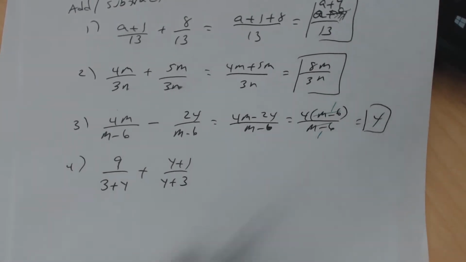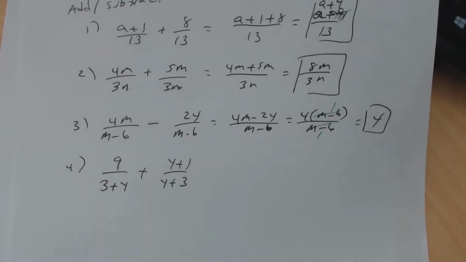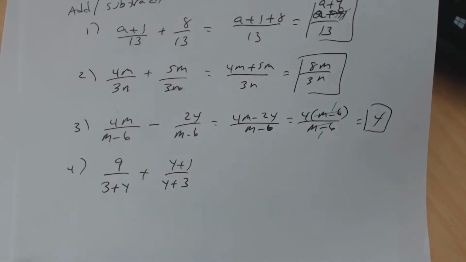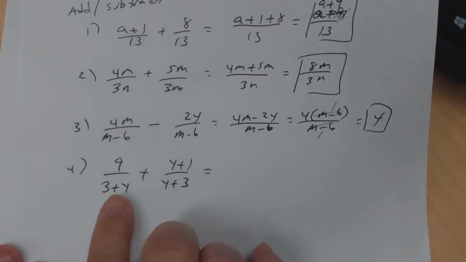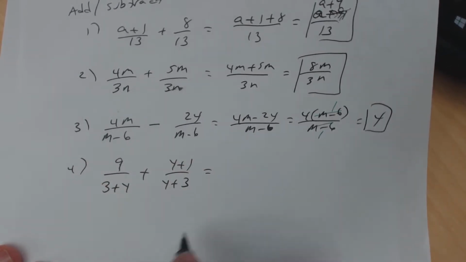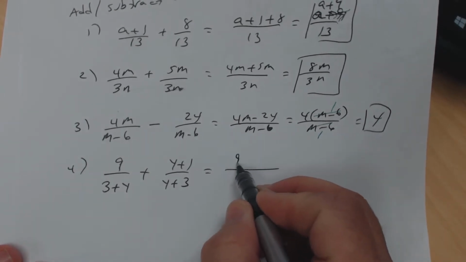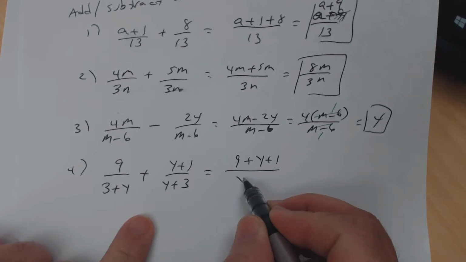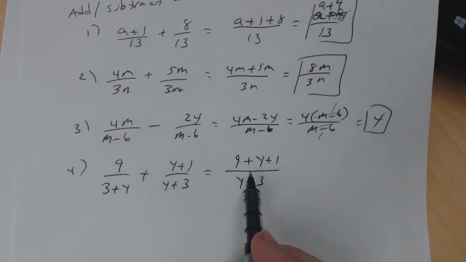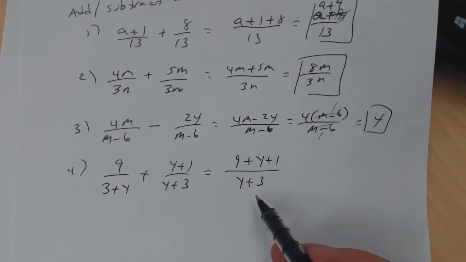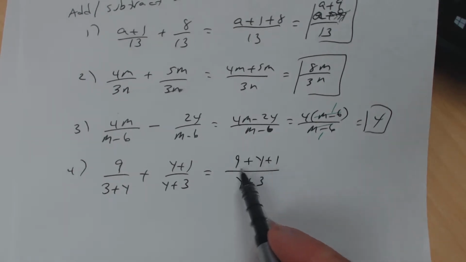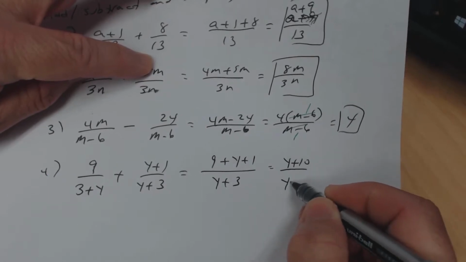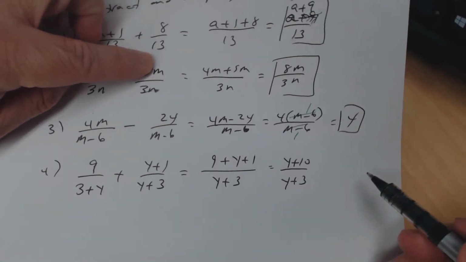Okay, so y plus, let's just leave it like that. Okay, so I want you to notice though, you see this y plus 3 and this 3 plus y, they're the same thing. So I'm adding two fractions whose denominators are the same. So I'm going to add their numerators. I get 9 plus y plus 1 divided by y plus 3. All right, and so when I add these, I get y plus 10 divided by y plus 3, and nothing else you can do.